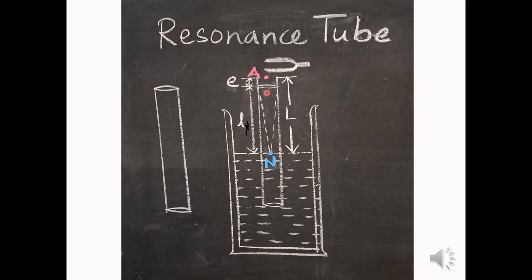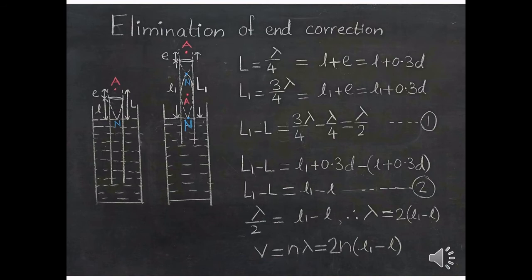The length L of the air column is equal to small l, which represents the length of the tube from the closed end to the open end, plus the end correction. So L is called the resonating length or the length of the air column. Now we'll discuss the elimination of end correction. By taking an additional reading, the necessity of finding the end correction can be eliminated.